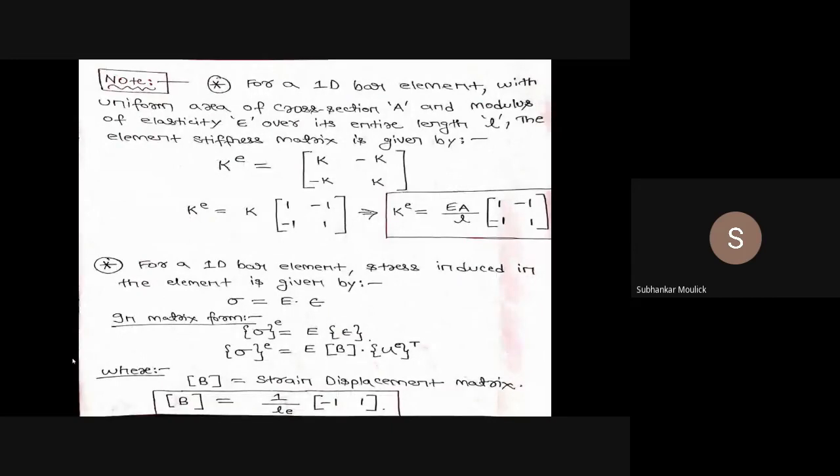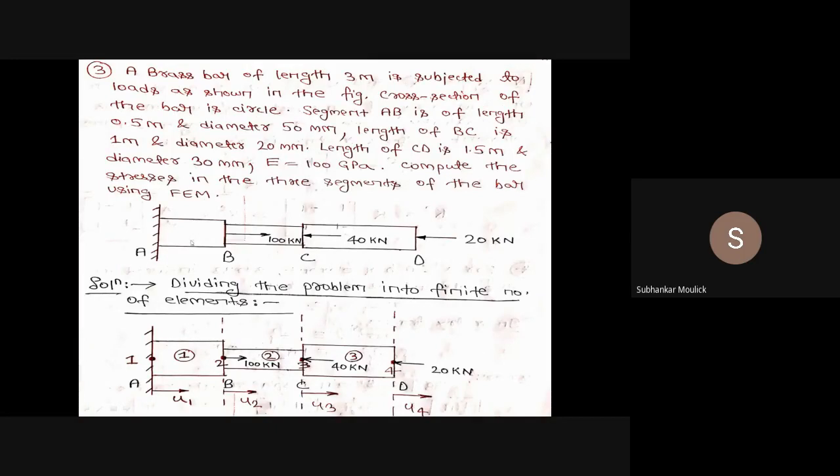Two things you need to note for a one-dimensional bar element having uniform area of cross-section A and modulus of elasticity E over its entire length L, and how you can evaluate the element stiffness matrix. For example, if you consider this problem, you can see very clearly that it is divided into three elements. This is element 1, this is element 2, this is element 3. Element 1 is between node 1 and node 2. Element 2 is between node 2 and node 3. Element 3 is between node 3 and node 4.